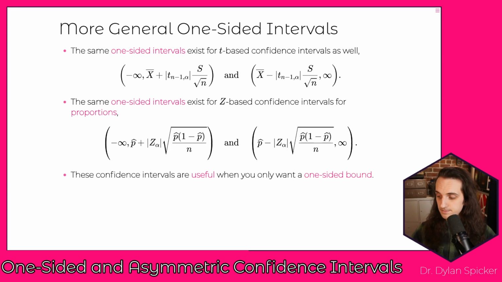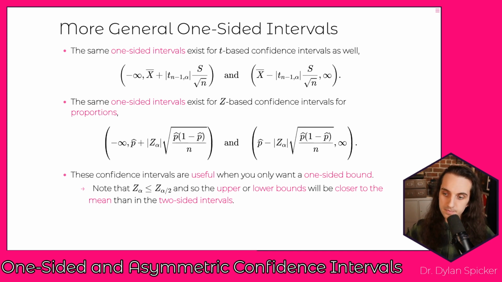Okay, so all of these intervals are going to be useful if what we want is a one-sided bound. So we want to say that the value is going to be less than some value with a certain probability, or that it's going to be above a value with some probability, right? Just a one-sided bound. If what we care about is really a one-sided problem, then these types of intervals are going to be quite useful for us.